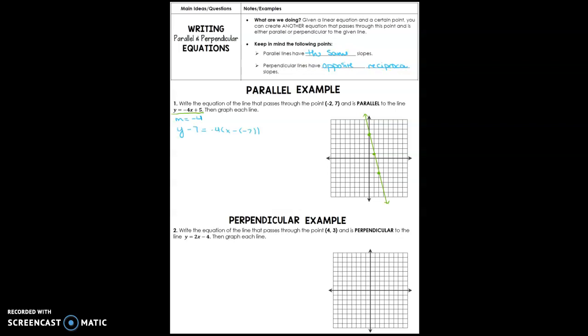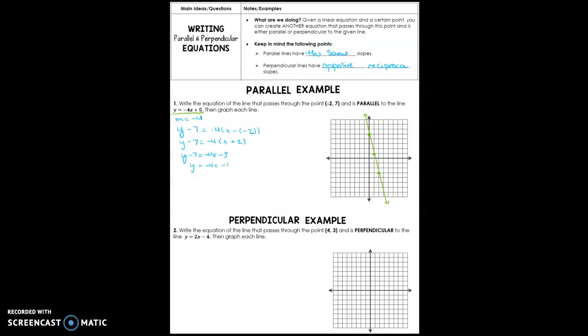And so hopefully you still have this in your notes. So if we were to write this out, we should get y minus 7 equals negative 4, and then in parentheses, x minus negative 2. Okay? And let's simplify this a little bit further, because I know if I'm subtracting a negative, I'm really just adding. So I can still have y minus 7 equals negative 4, and then times x plus 2.